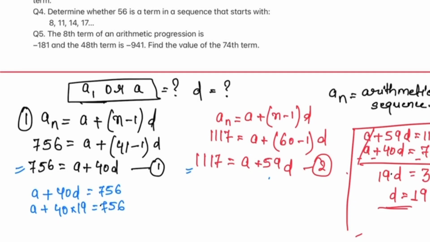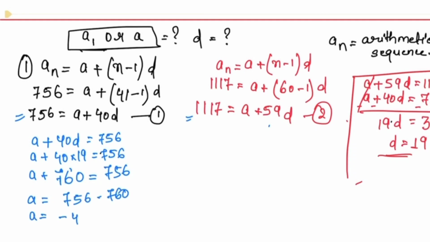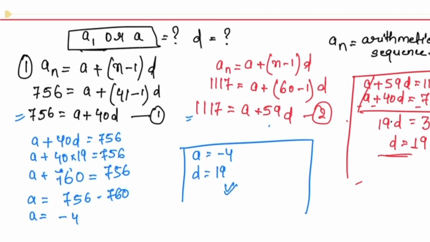A plus 40 times 19 is how much? 40 times 19 is 760, so A plus 760 equals 756. So A would be 756 minus 760, so A would be minus 4. So we got our respective answer, that is A equals minus 4 and D equals 19. This is your answer for the first question. Okay, and I think it's clear.